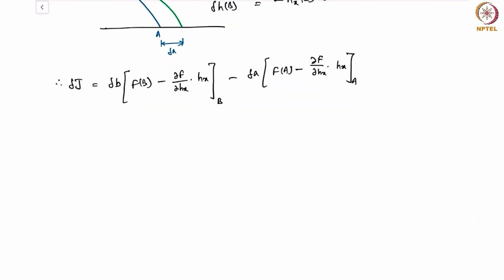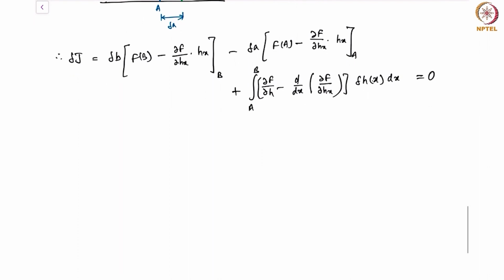These are two terms. Now we have to write down finally the expression that we had in the final term, that is the Euler-Lagrange equation. This delta H, remember, is a function of x. This whole variation will set it to 0, right? So that's what we have.